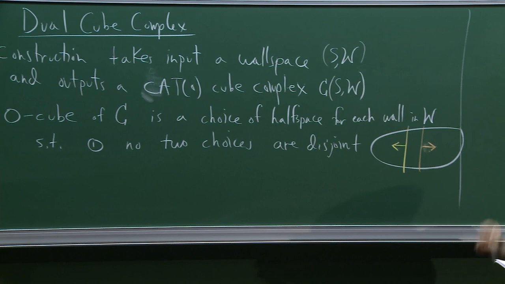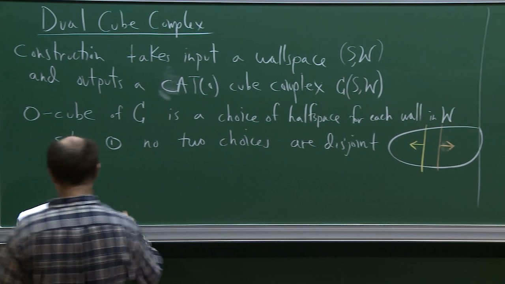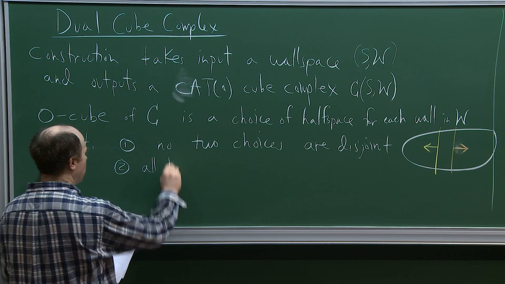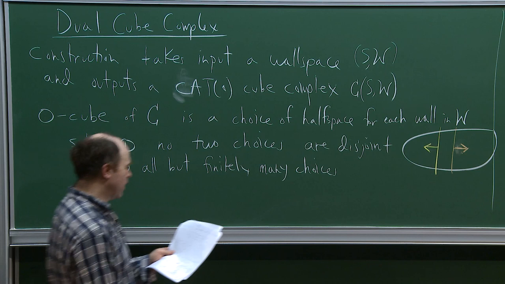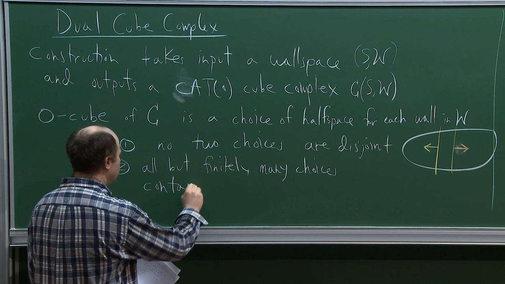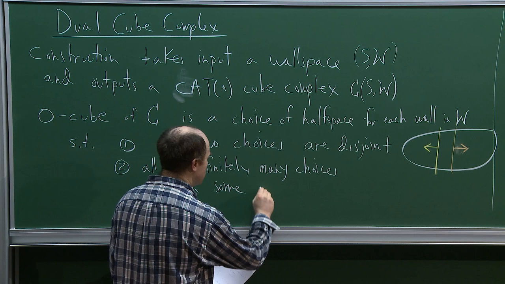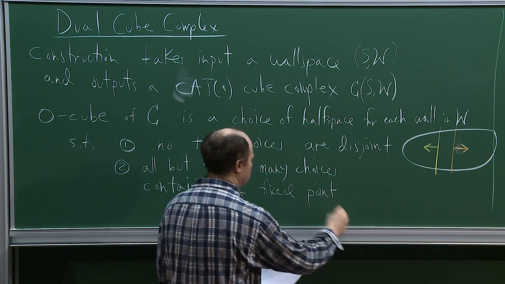And the other condition, you can ignore it for now, but let me spell it out. All but finitely many chosen half spaces contain some particular, and hence any, some fixed point, little s zero.